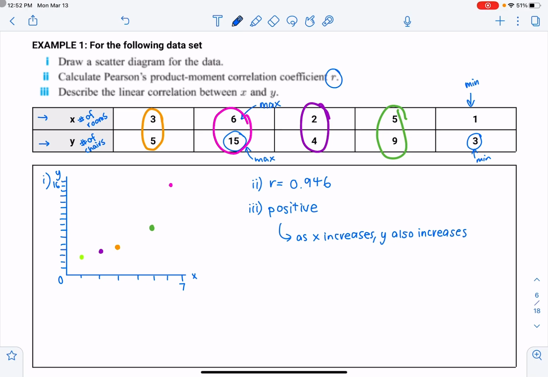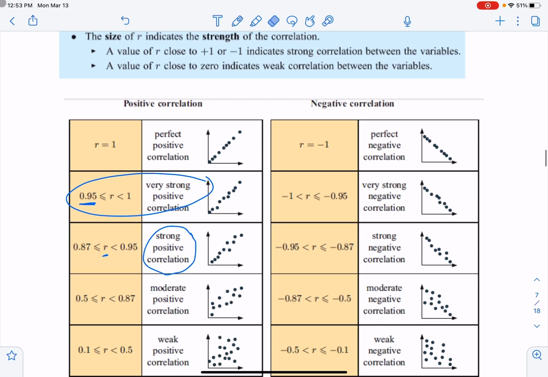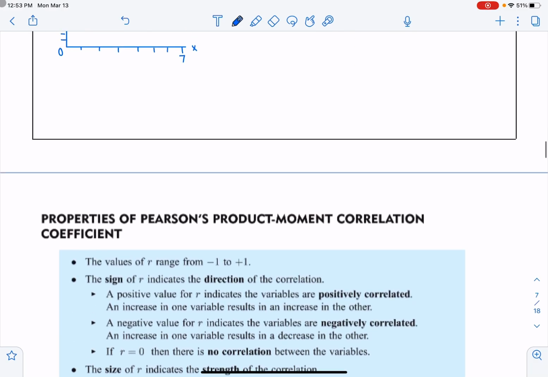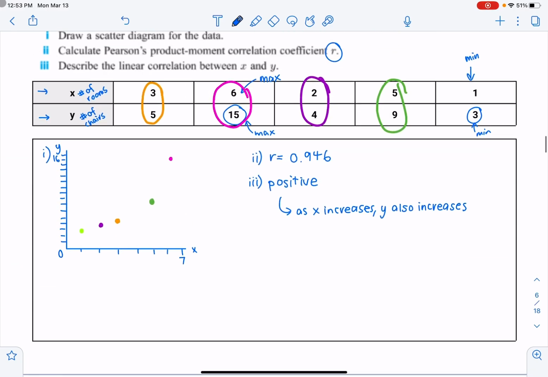As the number of rooms in your house goes up, the number of chairs that you have in your house will probably also go up. Now we need to talk about strength. So our r value here, we're looking at positive correlations. Our r value was 0.946. 0.946 is between 0.87 and 0.95. It's so close to 0.95, but it's not quite there. So what we have here is a strong positive correlation. So it's positive and strong.